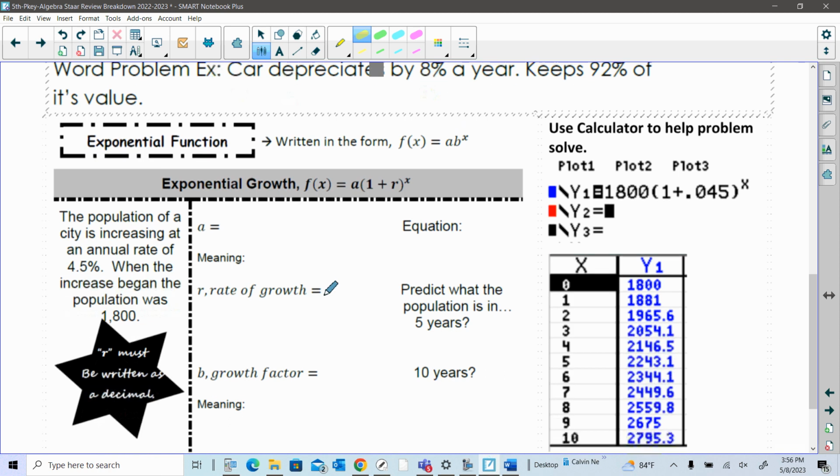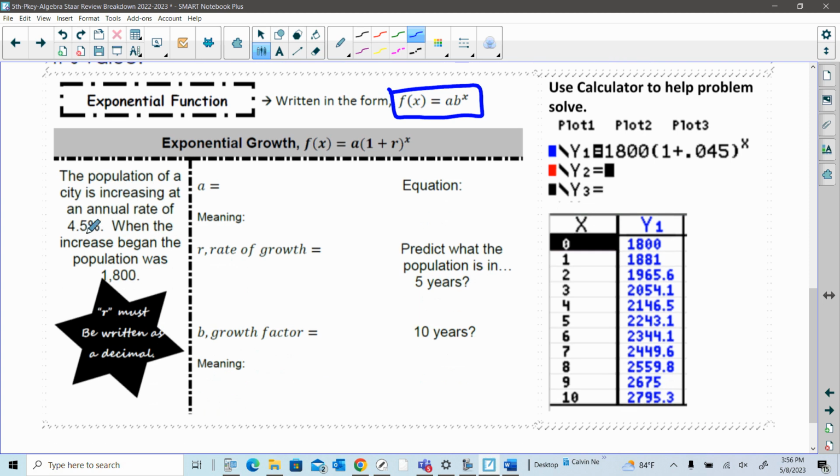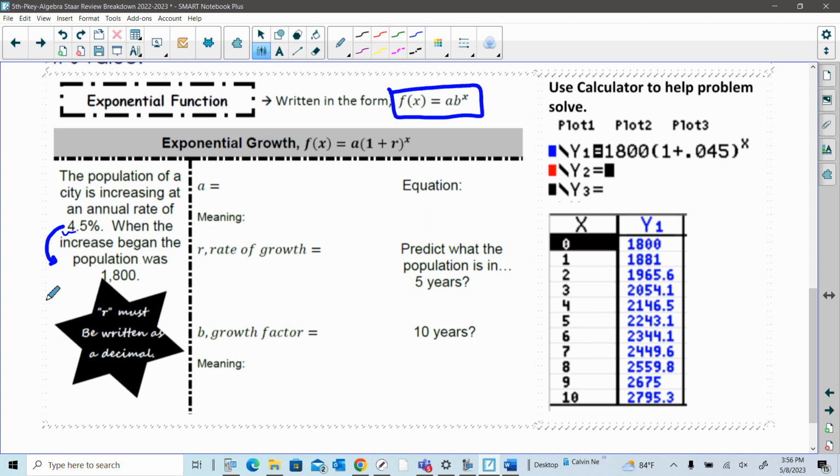So we're going to finish this up by looking at an example here. Here is our equation of an exponential function, given to us. Here is our scenario. It says the population of a city is increasing at an annual rate of 4.5% when the increase began at the population of 1800. So R must be written as a decimal. Remember you move your decimal 2 places to the left, so that is 0.045. Our A is our initial amount, and our initial amount in this problem is the 1800.